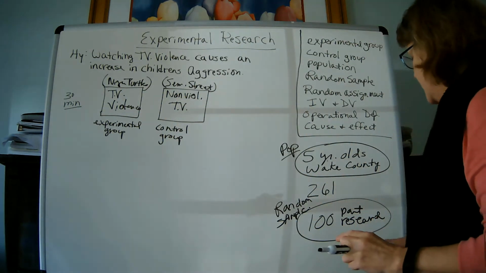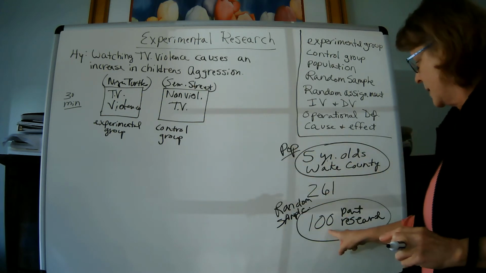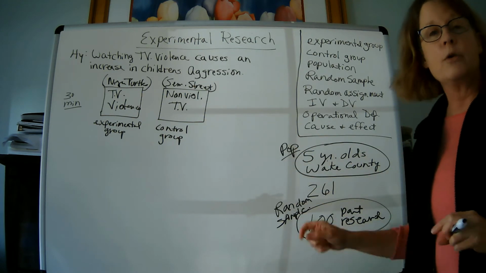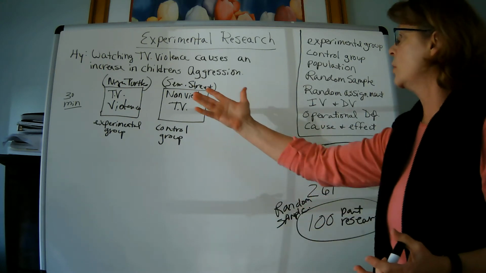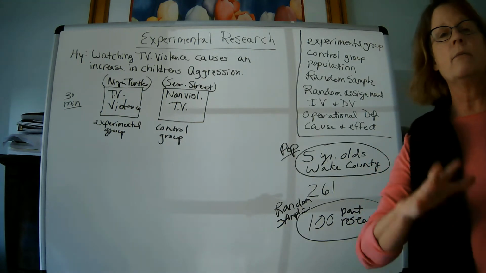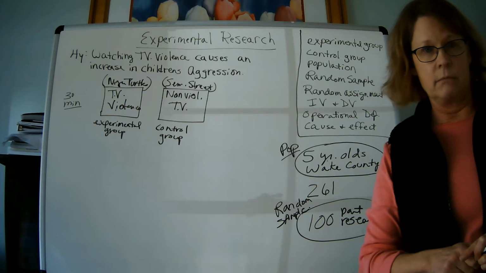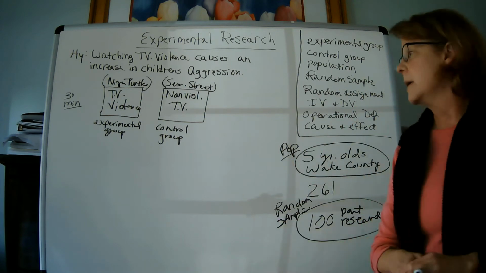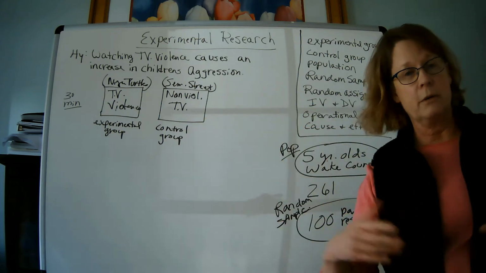Now, how do I figure out from my random sample? I want 50 in each group. How do I figure out who goes in which group? Do I ask the parents what group would you like your child to be in? No, we cannot do that. It has to be, again, random. They cannot choose.